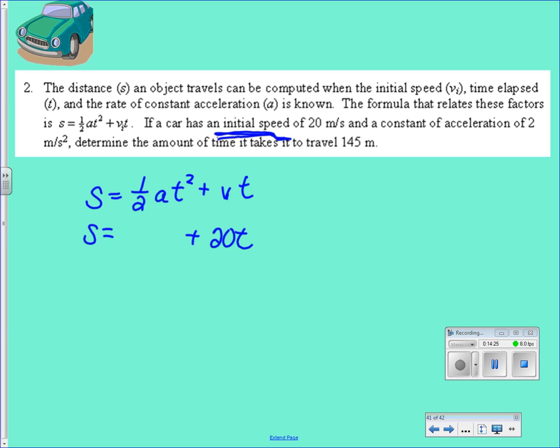All right, so we have that. A is my constant acceleration. Does the problem tell me a constant acceleration? It's 2. So now I know I'm going to have 1/2 times 2, and again, I don't know the time, t squared. Now, s is actually going to be the distance of the object. So actually, I do know that. They want us to travel 145 meters.